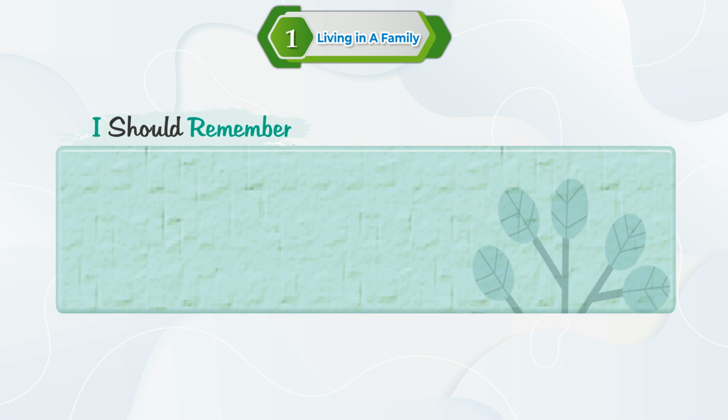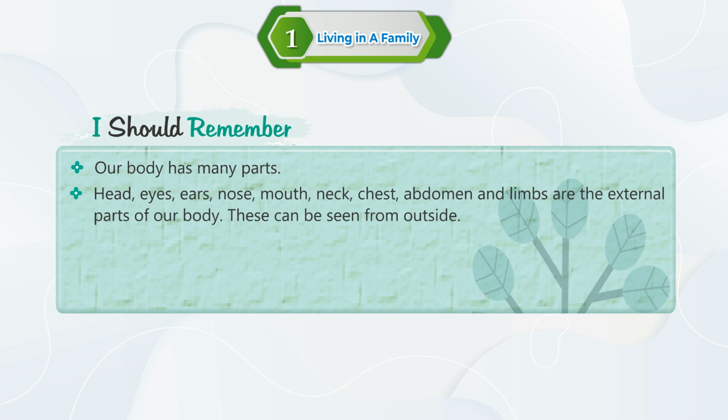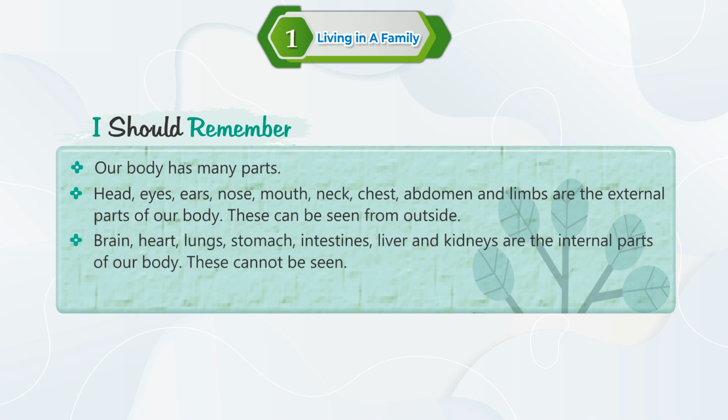I should remember. Our body has many parts. Head, eyes, ears, nose, mouth, neck, chest, abdomen, and limbs are the external parts of our body. These can be seen from outside. Brain, heart, lungs, stomach, intestines, liver, and kidneys are the internal parts of our body. These cannot be seen. Our body has many organ systems.